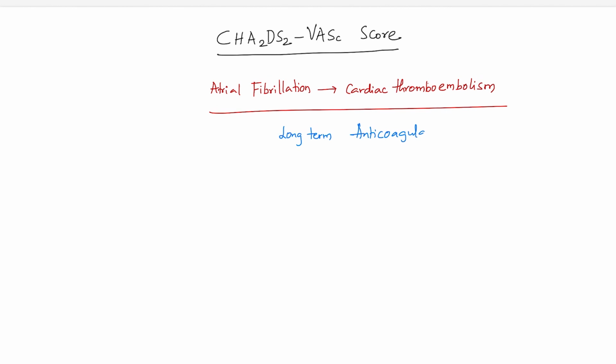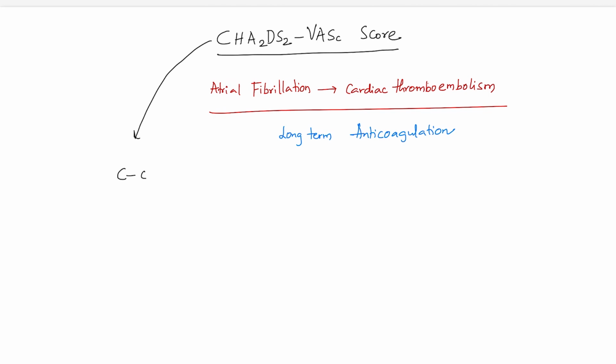So in which patient should we prescribe long-term anticoagulation? The problem with long-term anticoagulation is that it is prone to its own adverse side effects of bleeding, right? We have to decide based on this important score called the CHA2DS2-VASc score. So what are these parameters?